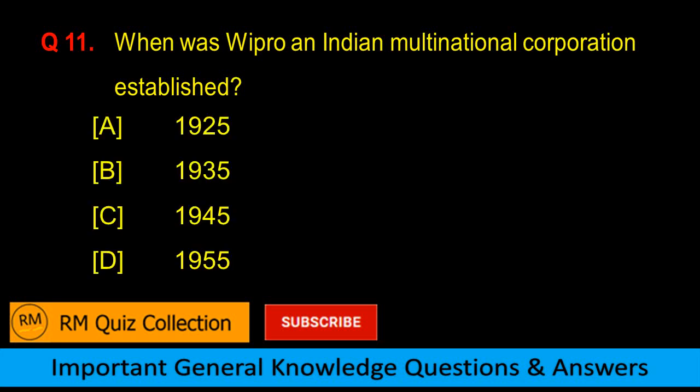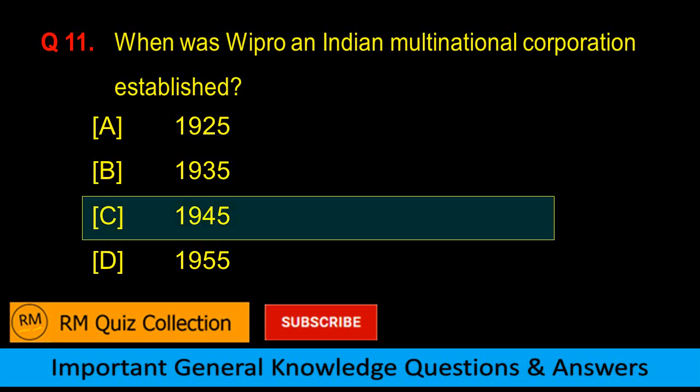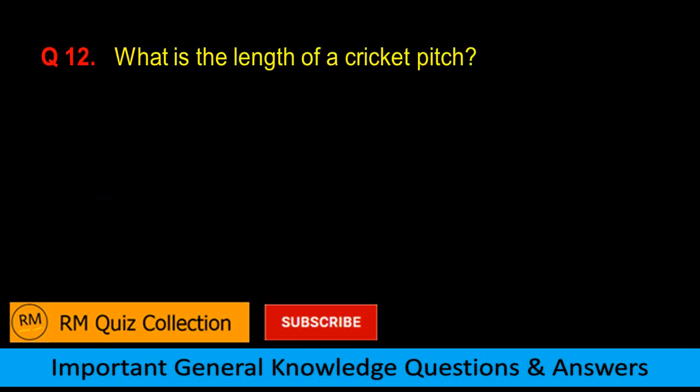Question 11. When was Wipro, an Indian multinational corporation, established? Your options are A. 1925, B. 1935, C. 1945, D. 1955. Your answer will be option C. 1945.